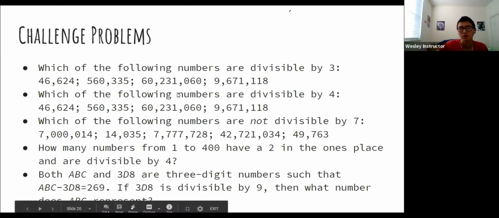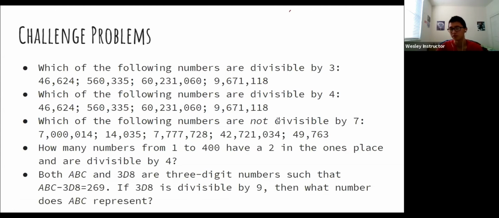Which of the following numbers are divisible by 4? We use the 4 divisibility test. We look at the last 2 digits and see if that's divisible by 4. So 24, that's divisible by 4, so this one works. 35, that's not. 60 is divisible by 4. That will give you 15 if you divide it by 4. And 18 is not divisible by 4. So the answer to this one is the first number and the third number.